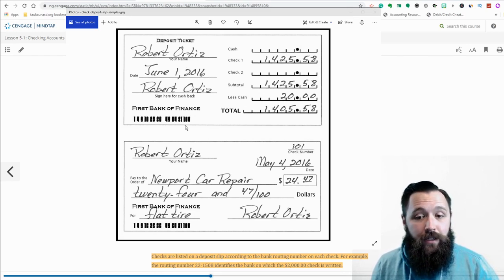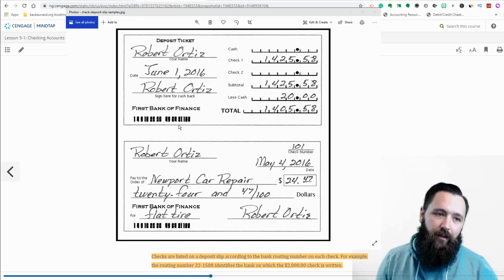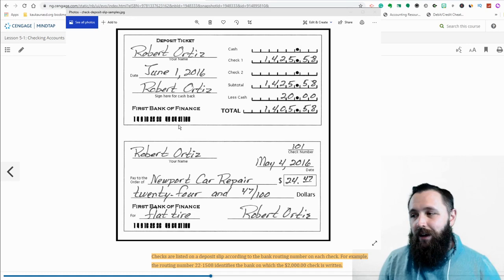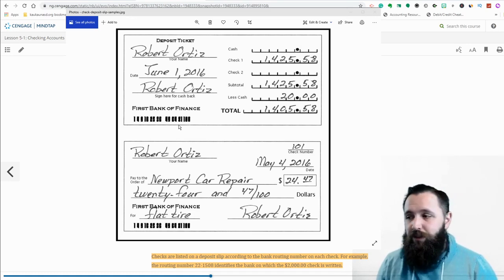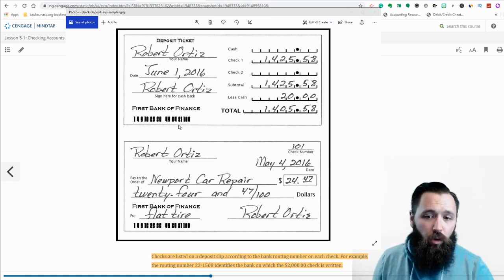And then next to it is going to be a check. And a check is one of those things that people say are going away, but businesses use them all the time. If you ever have to pay rent, it's usually going to be through a check. So it's good to know a little bit about them. And it's a great control over our cash.